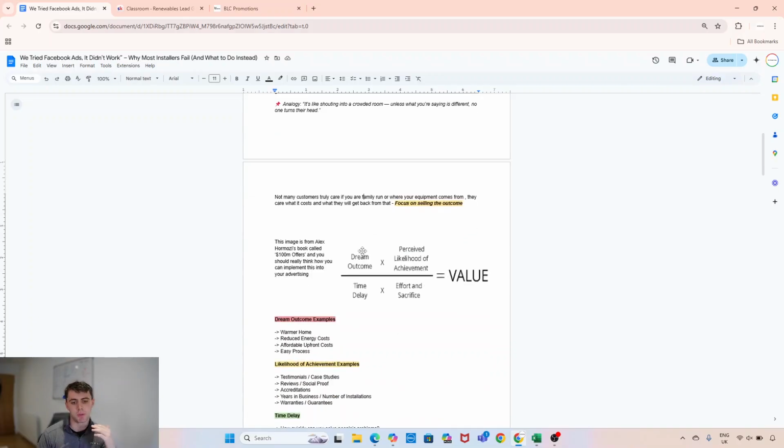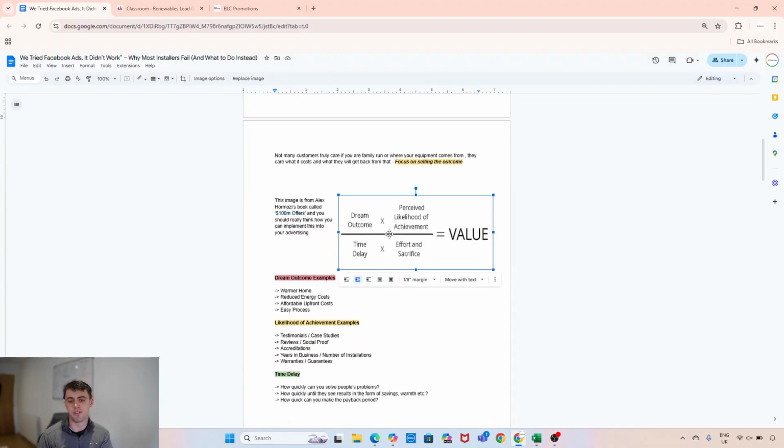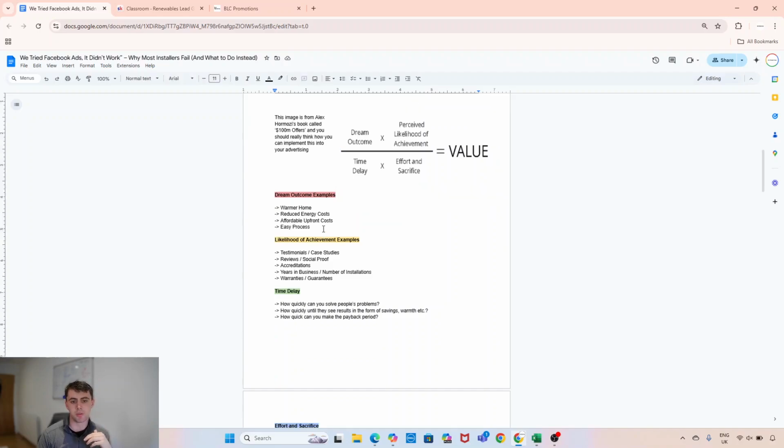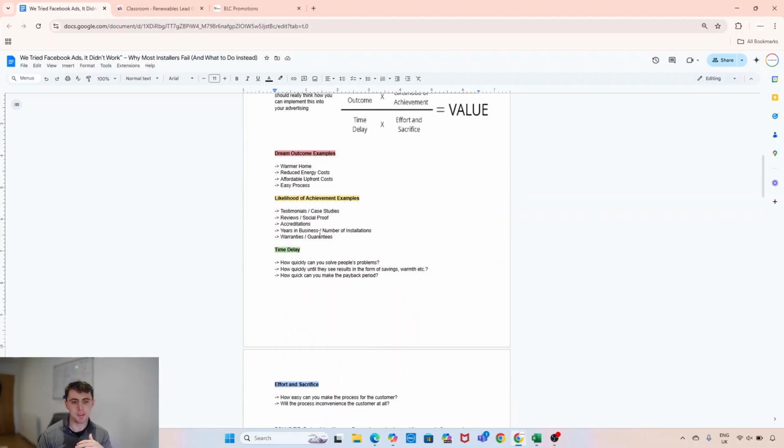To do that, a really good diagram which comes from a book called $100 Million Offers is this one here. It's got 4 main elements that you should really think about and plan before you get into actually launching your advertising campaign. The first one is listing out all of the dream outcomes of your potential customers. In our industry, that's going to be things like a warmer home, reduced energy bills, affordable upfront costs, stuff like that. Secondly is the likelihood of achievement. That basically means how likely are you to be able to help them do that. So you can think about social proof, reviews, accreditations, things that are going to make the customer trust you to reduce their bills or make their home warmer.